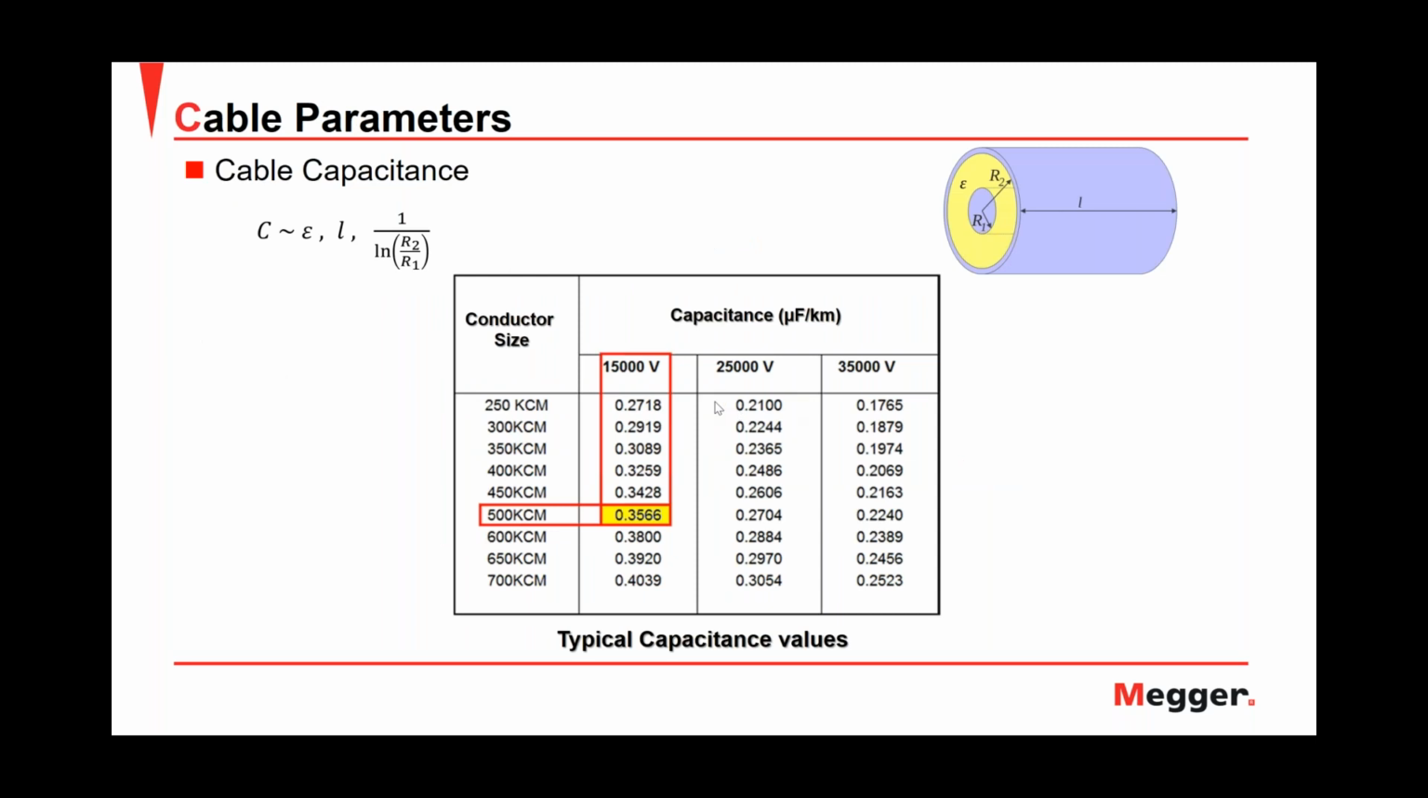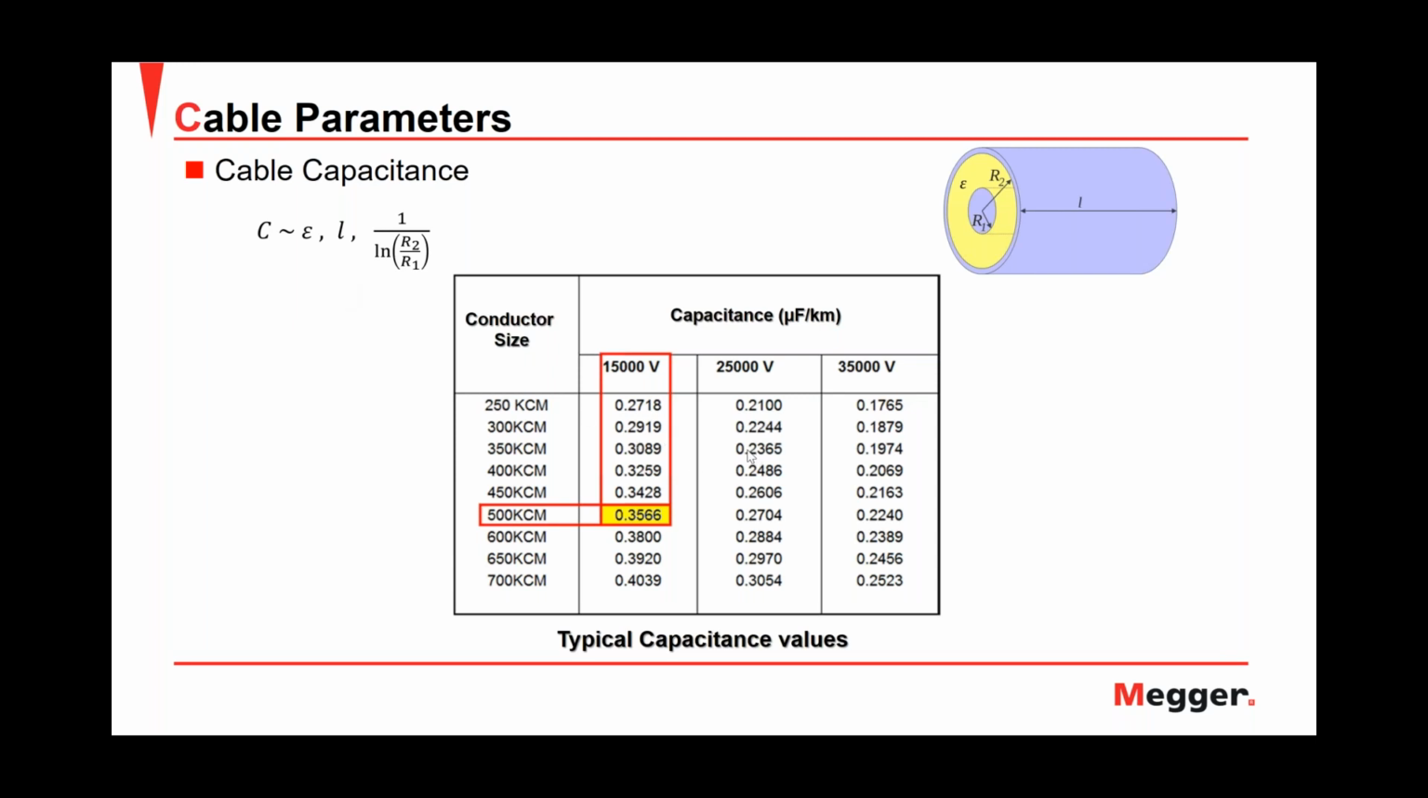let's talk about the cable parameters. The first parameter that I would like to talk about is the cable capacitance, and the capacitance in a cable depends on the material of the insulation. For that reason we have here epsilon, the permittivity of the insulation material in my cable. Then I also have the length of the cable, which is important for the capacitance value. And finally, I have the ratio between the outer radius and the inner radius of the insulation. These three parameters drive the capacitance value of my cable, so it is important to be aware of that.